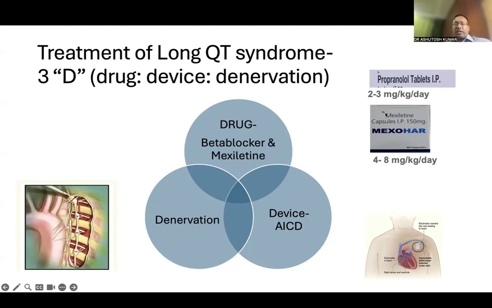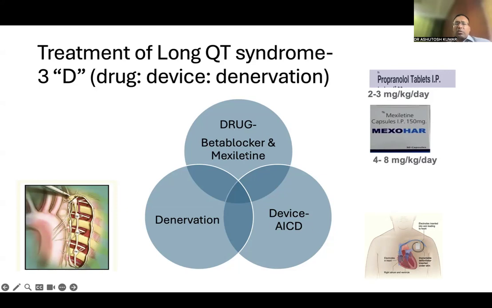That's enough. But if the patient is not a candidate for this, or is not tolerating it, or is still throwing VT and VF episodes, then AICD, a device we will say, automatic implantable cardiac defibrillator. These are the patients in whom implanting the AICD will prevent sudden cardiac arrest, or salvage the patient from cardiac arrest due to the long QT. So this therapy is an important part, that is called the second D, the device therapy.